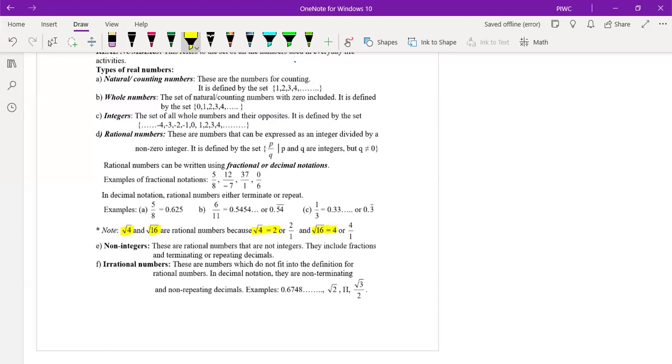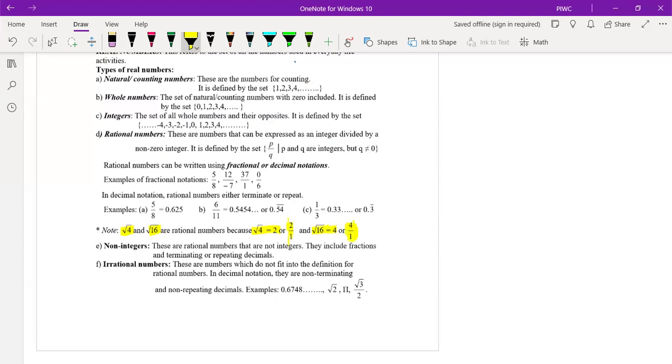Now, are these rational numbers? Yes, they are rational numbers, because 2 is the same as 2/1, an integer over an integer. So that's rational. 4 is 4/1, which makes it an integer too. So what we have here are rational numbers.